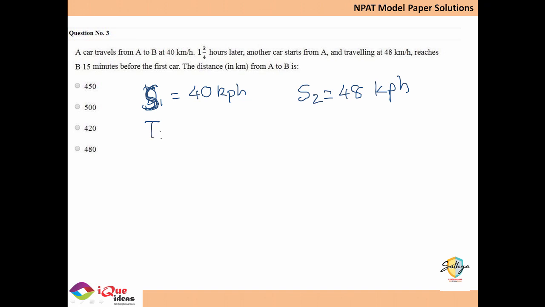Now let's assume that the first car takes t time. Now the second car, how much time does it take?